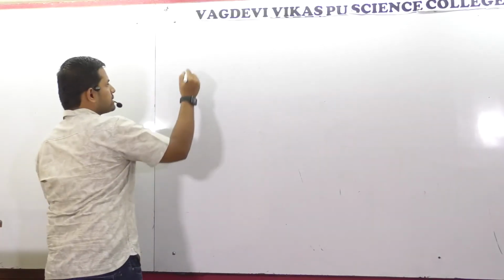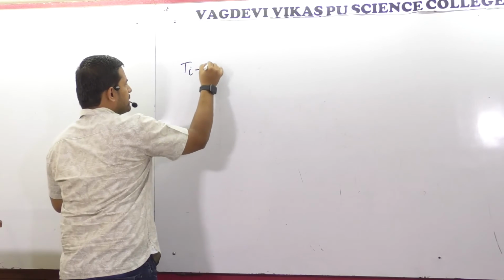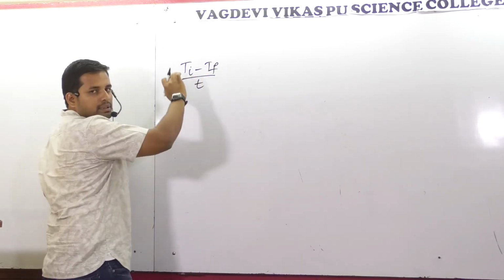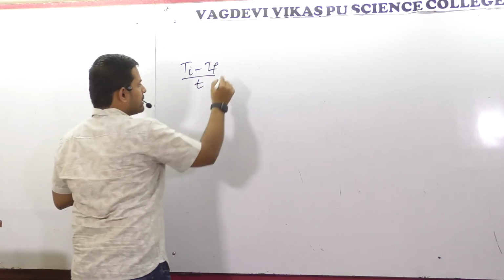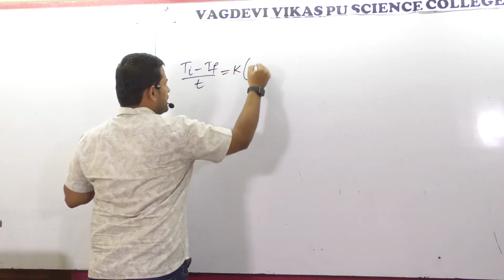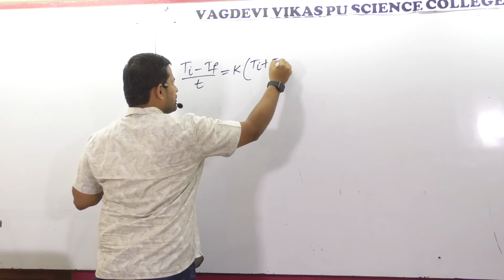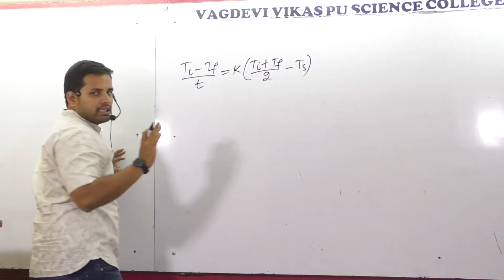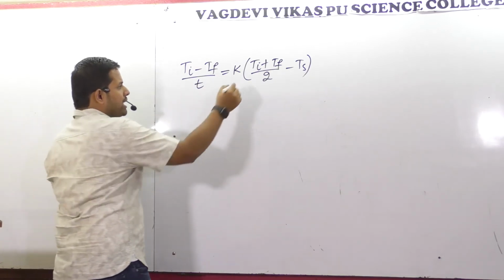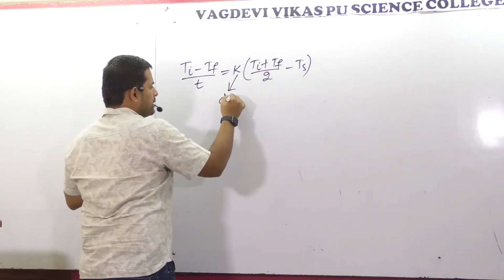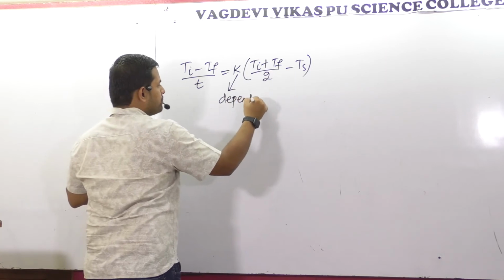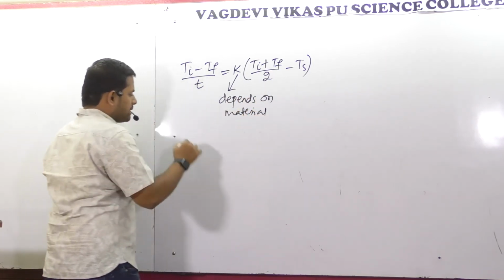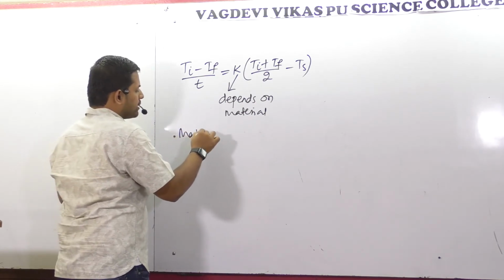So what I have discussed till now, what is that? (Ti minus Tf) divided by time taken is the rate of cooling. Initial temperature minus final temperature divided by time taken is equal to K times [(Ti plus Tf)/2 minus Ts]. This formula is known to you. But this value of K depends on the material, I told you. Depends on material.